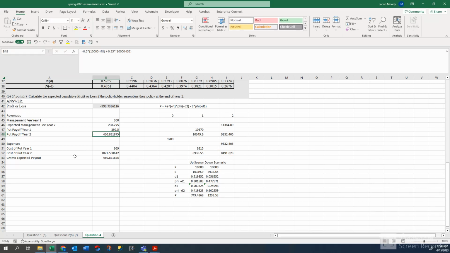However, your GMAB, the expected payout, should equal this amount because at the end of year 2, they're going to surrender, and so we need to pay back the $10,000 at least. So this payoff right here, all the benefits we get, we also have to pay back in expenses. And so I have here for my final answer a profit or loss of the revenues minus expenses. You're going to notice that my solution is a little bit off from the SOA solution, and that has to do with the rounding of the D1s and the D2s.